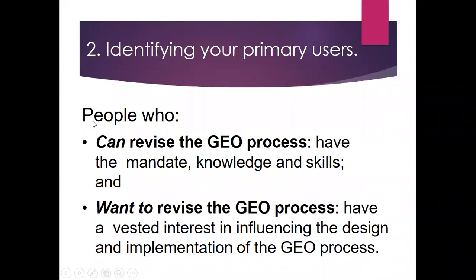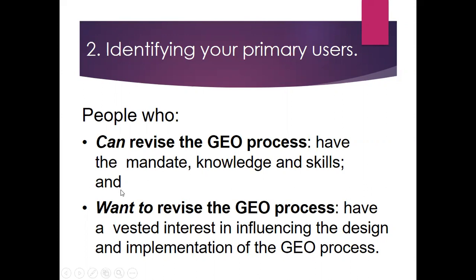Right, so we continue. Second point, identifying your primary users. So who are your users? We have different groups of persons who can revise the GEO process. This would actually be your technocrats. These would be the technical persons, people who have the mandate, the knowledge and skills to know what is needed, what revisions are necessary, and how to do it.